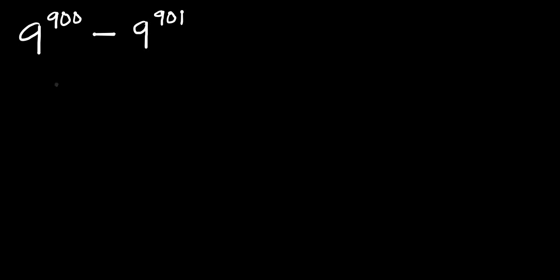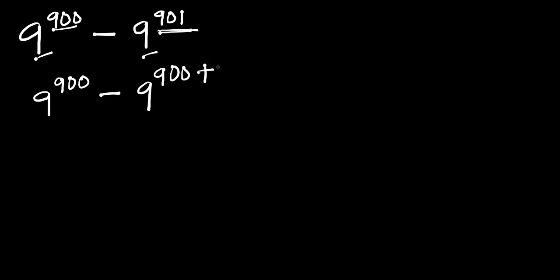Hello, in this video we are going to evaluate 9 to the power of 900 minus 9 to the power of 901 without making use of a calculator. So we have 9 to the power of 900 minus 9 to the power of, we can as well rewrite this as 900 plus 1.